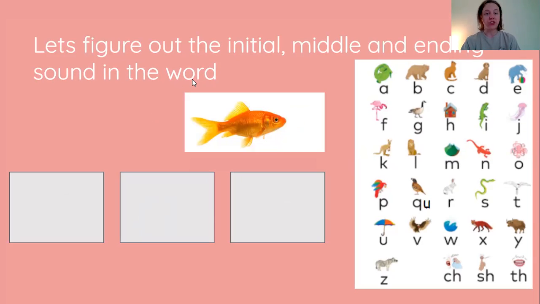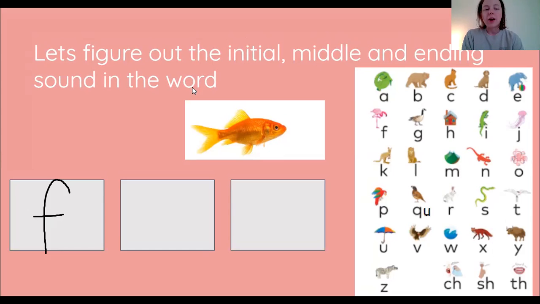Ooh, fish. Fish. Sh. Okay, so we have a digraph at the end of this word. So the first letter is, the first sound is, what letter makes the sound? F. Good job.